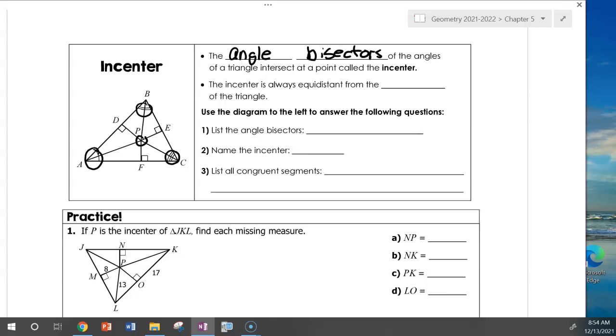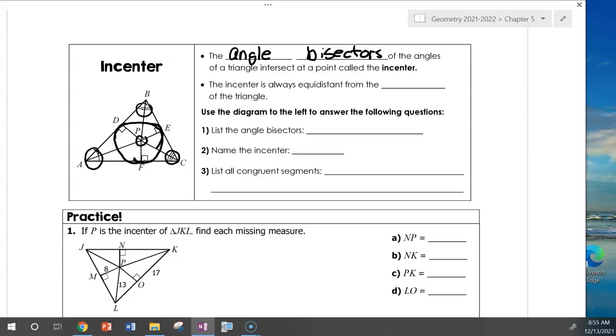And then we have another interesting thing. This incenter here is always equidistant from these sides right here. And these not only are perpendicular, but they're also going to cut these in half.